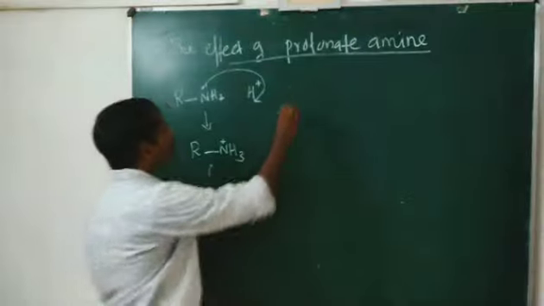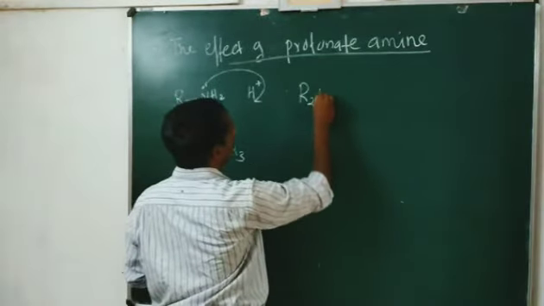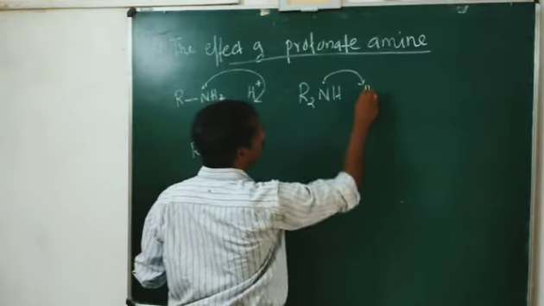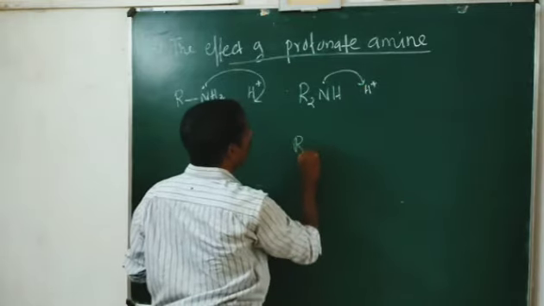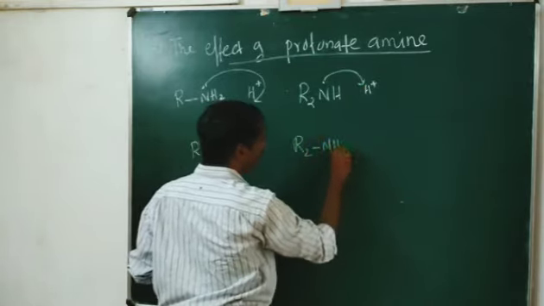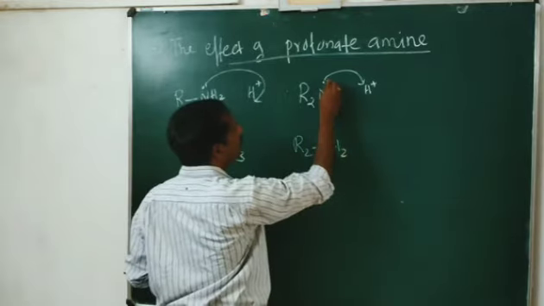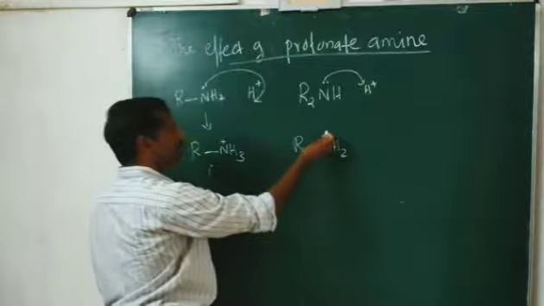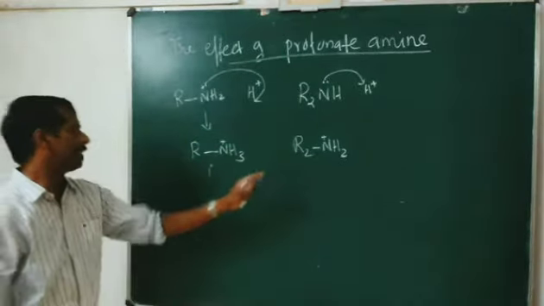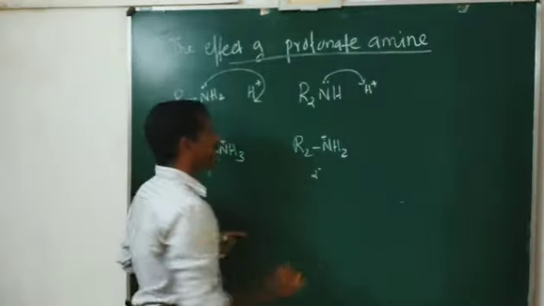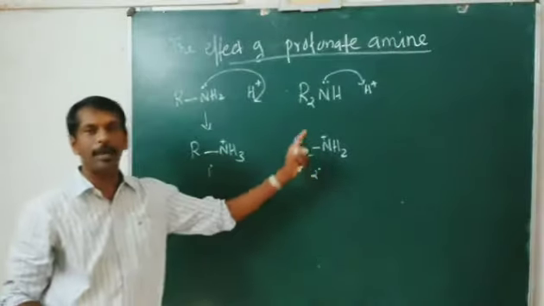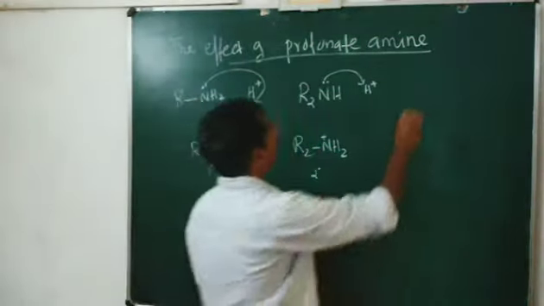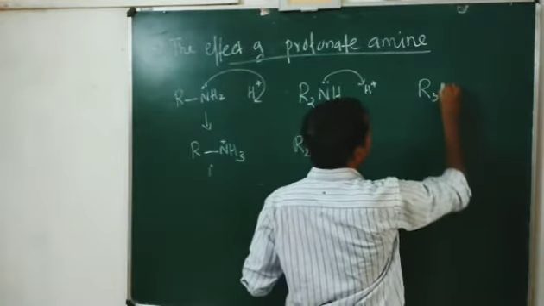Now you are having secondary amine, R2NH. Protonated means what? It will accept a proton and it will change into R2NH2 plus. Since this electron is used for this bond formation, it will get a positive charge. This is a secondary protonated amine, a cationic amine. And R3N is tertiary amine.